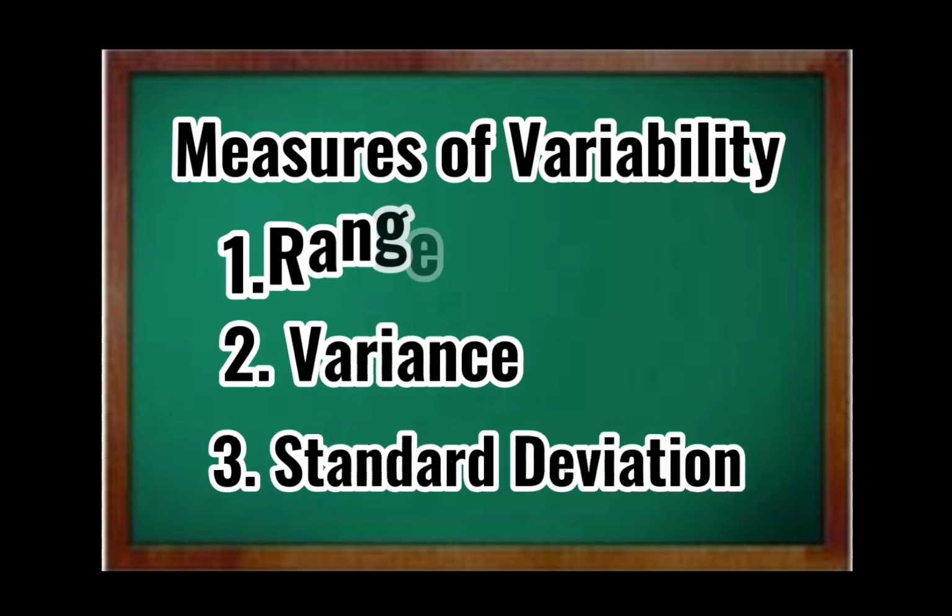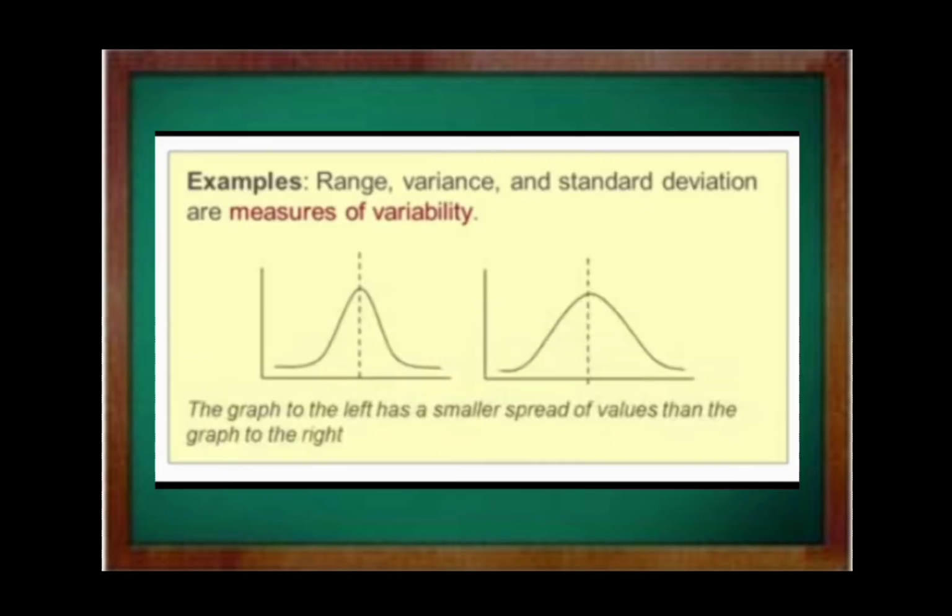Variability is a summary statistic that represents how spread out the values in a data set are. We talk about variability in the context of the distribution of values. Examples: range, variance, and standard deviation are measures of variability. The graph to the left has a smaller spread of values than the graph to the right.